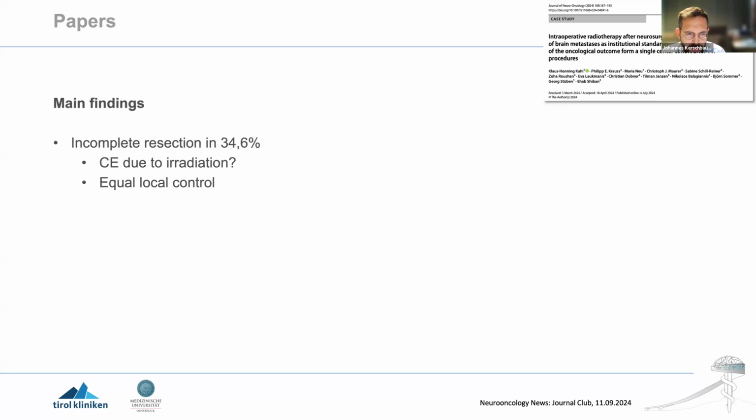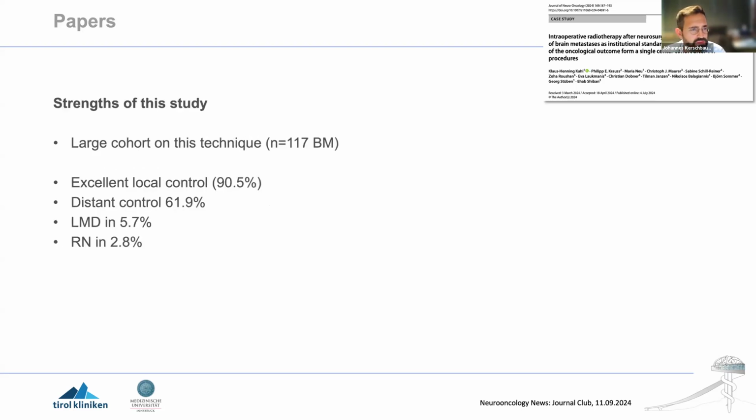This group reported quite a high rate of incomplete resection of over 30%, but there are other series with even more residual disease in brain mets, and they discuss if that could be due to changes of the contrast extravasation after surgery and direct radiotherapy. Important for the patient, even if they had a higher rate of incomplete resection compared to their own previous series, they had unequal local control in their series.